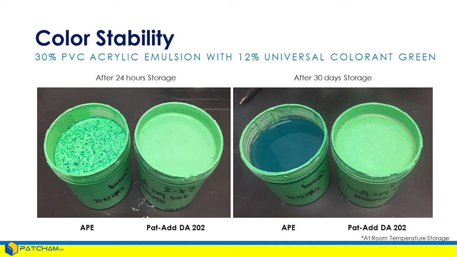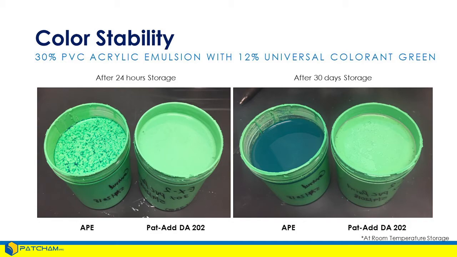If the customer has bought the paint, it's tinted, it's shaken, he takes it home, and it starts to rain, and he says, I can't paint now, it's raining, and then he forgets about it, and comes back after some time, the paint that he thought would look uniform looks like this, comparing the APE versus DA202.